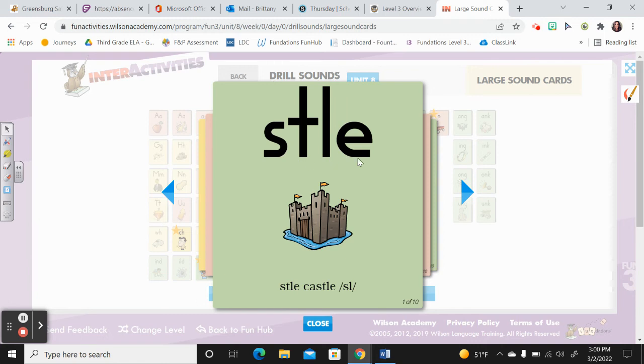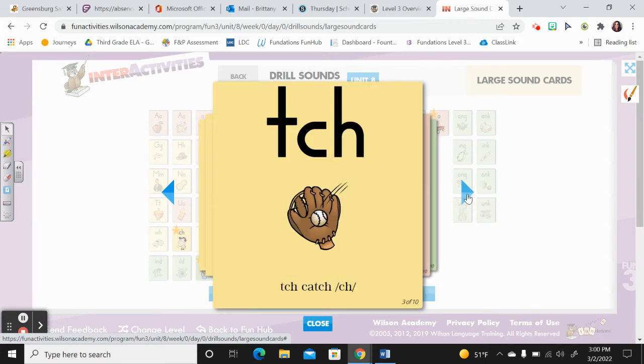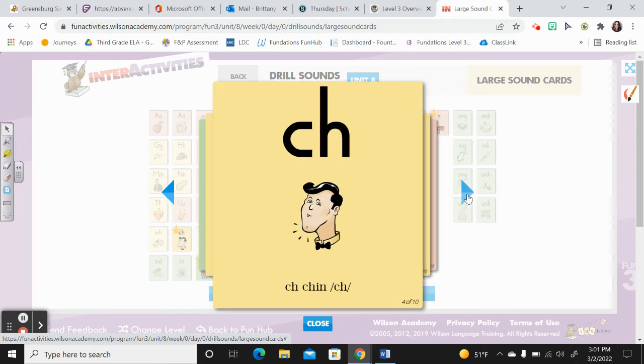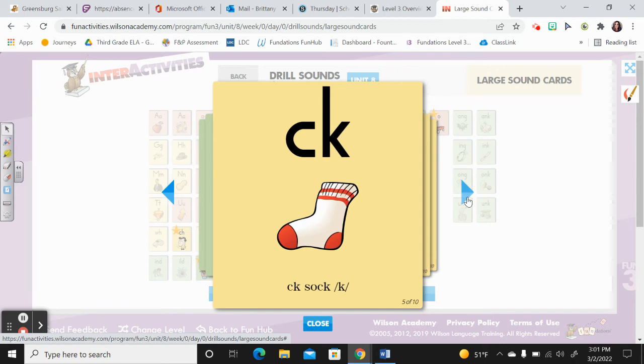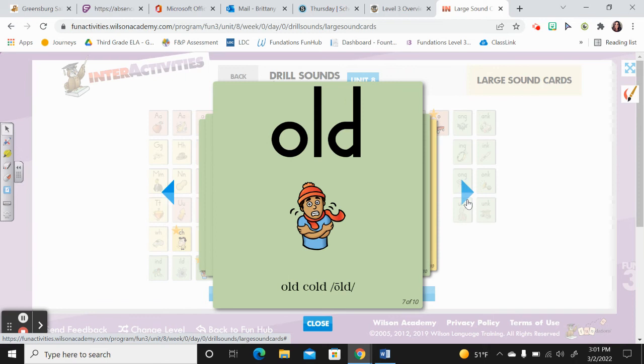S-T-L-E, castle, /suhl/. Schwa, wagon, or I. T-C-H, catch, ch. C-H, chin, ch. C-K, sock, k. O-L-T, colt, olt. O-L-D, cold, old.